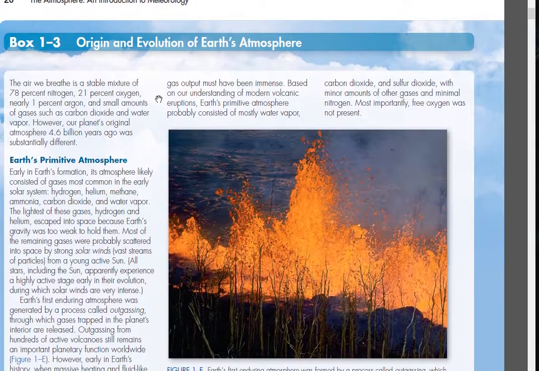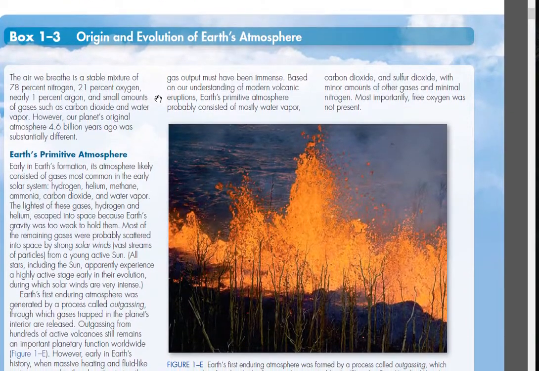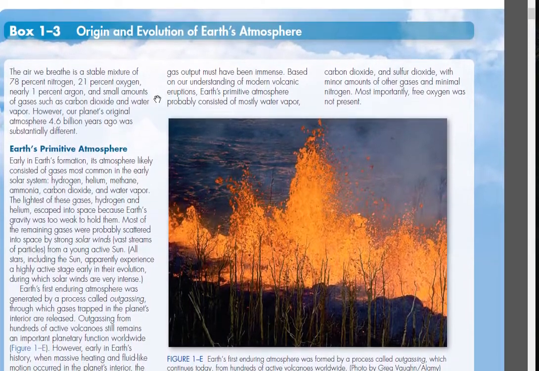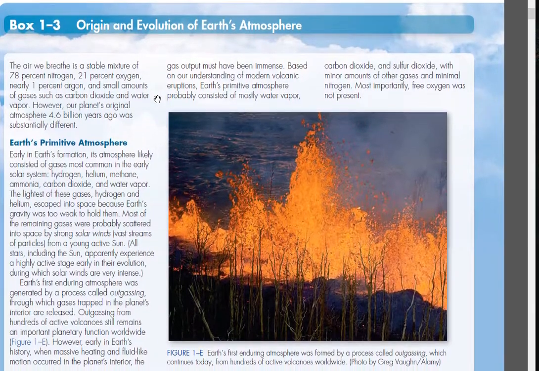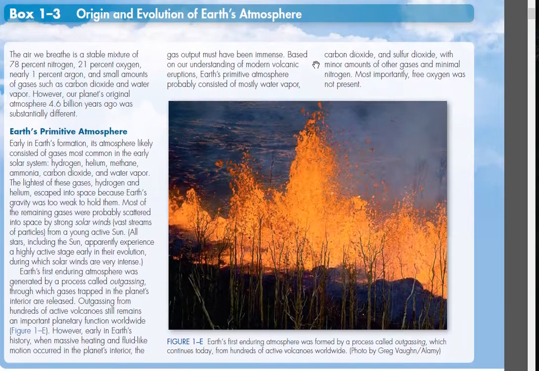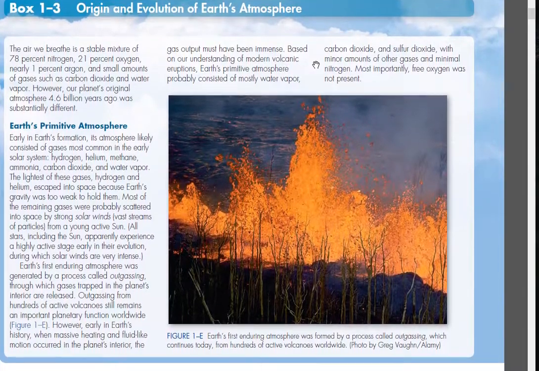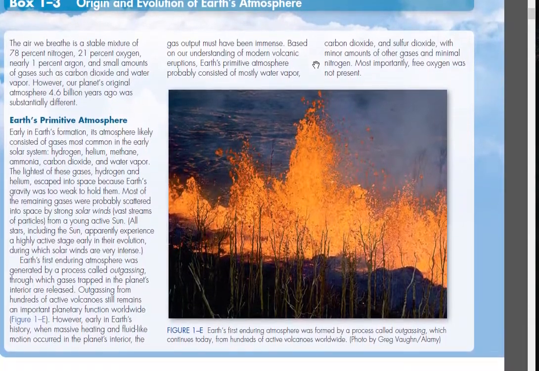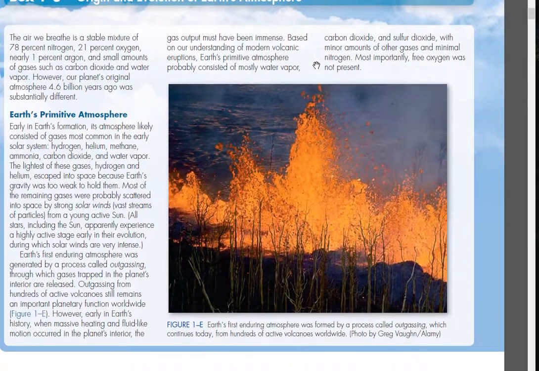Based on our understanding of modern volcanic eruptions, Earth's primitive atmosphere probably consisted of mostly water vapor, carbon dioxide, and sulfur dioxide, with minor amounts of other gases and minimal nitrogen. Most importantly, free oxygen was not present.